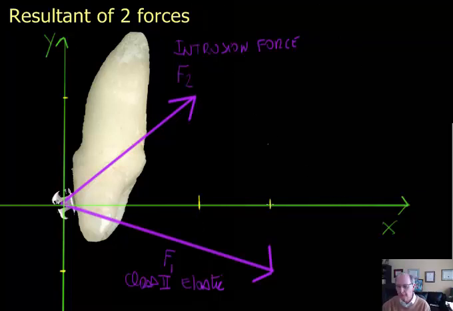So now you have F1X right here. We have F1Y right here, F2Y, and F2X.